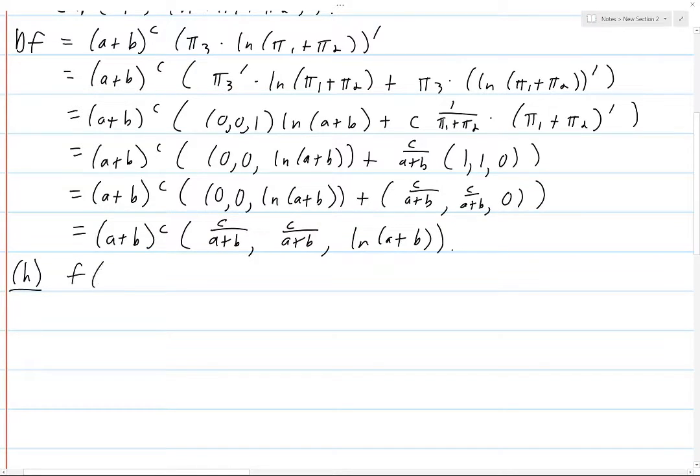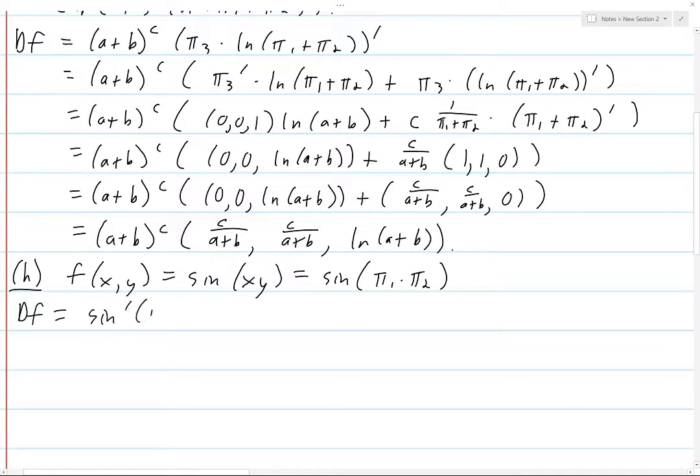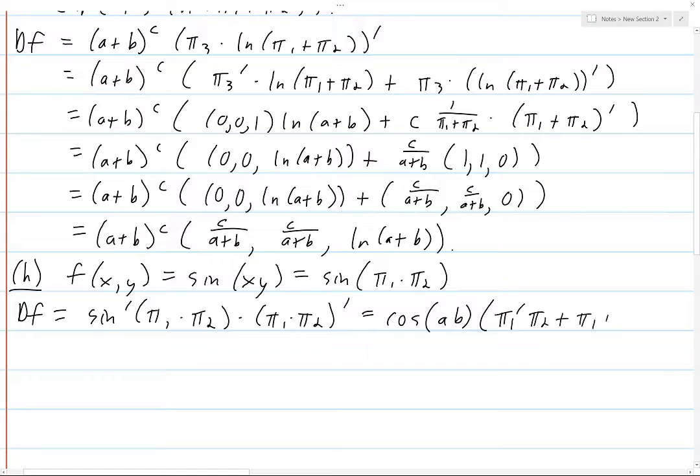Here we've got f of x, y is sine of x times y, which again is sine of pi 1 times pi 2. So now we can just go ahead and take the derivative. So chain rule: we have sine prime of pi 1 times pi 2 times the derivative of the inside. Of course, the derivative of sine is cosine, and we can replace the inside with a b. And now we have to use the chain rule, so we get pi 1 prime times pi 2 plus pi 1 times pi 2 prime.